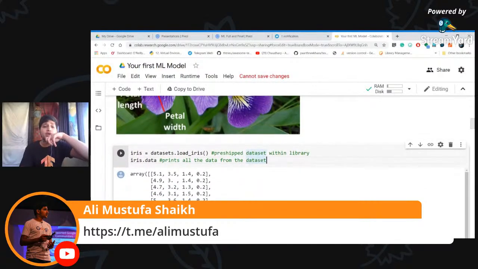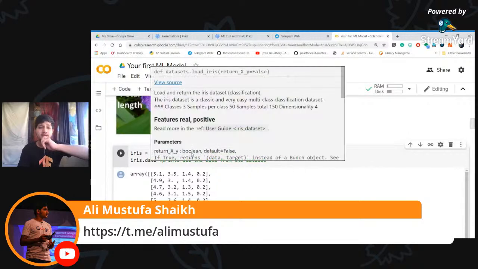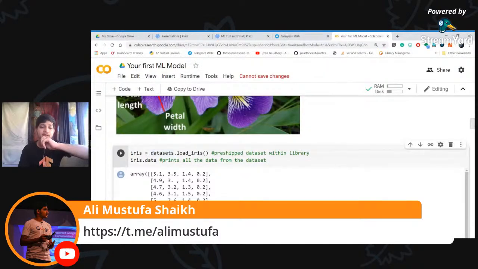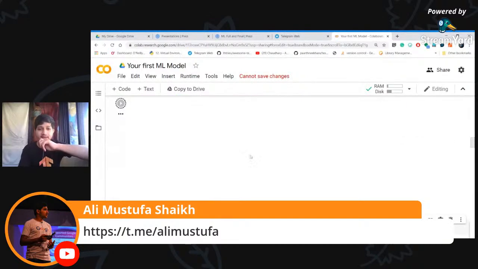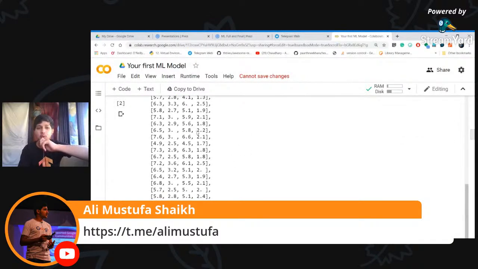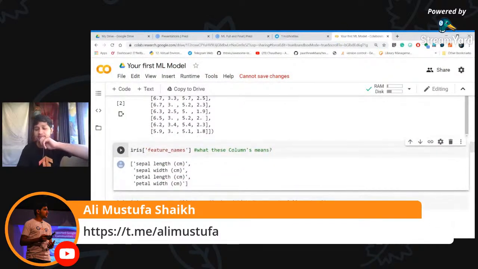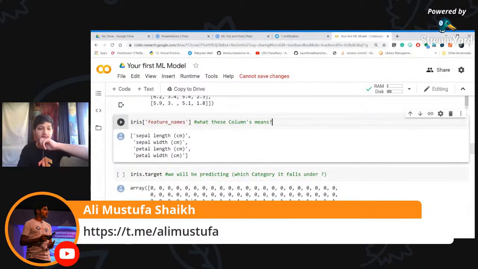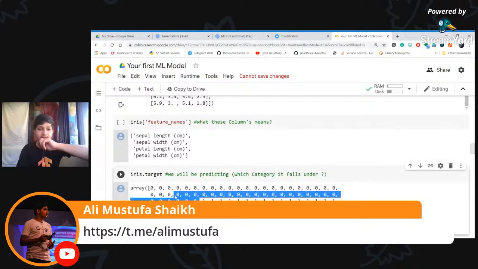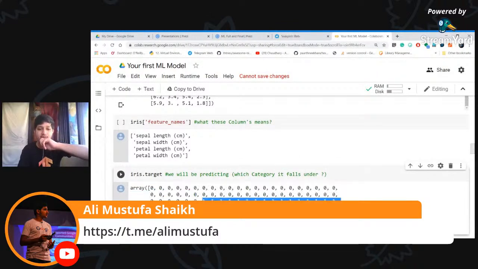So let's load the dataset. As I told you, the dataset is already available in the datasets library, which is there in scikit-learn. So we load it using the function load_iris, and then we just run this using shift enter, and it will display the data. The data has 150 rows. How many rows? 150 rows: 50, 50, 50. So every class has 50 examples. If you count the number of zeros here, they are 50, number of ones, 50, number of twos, 50.